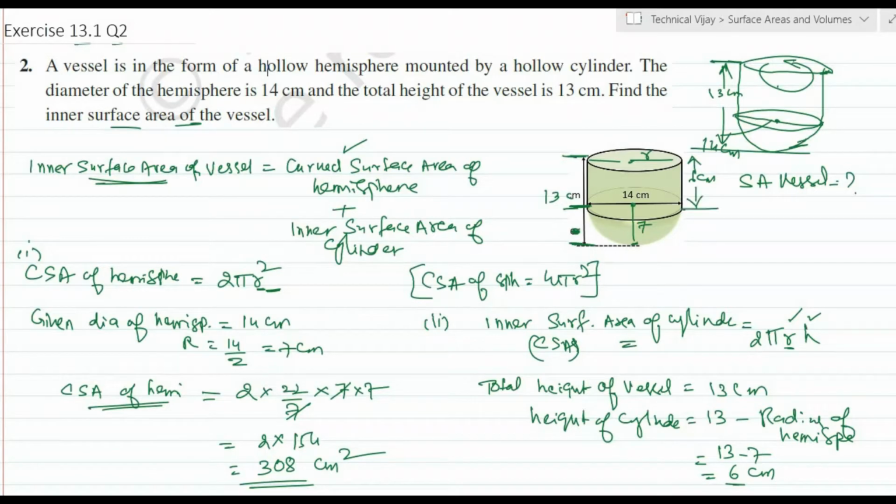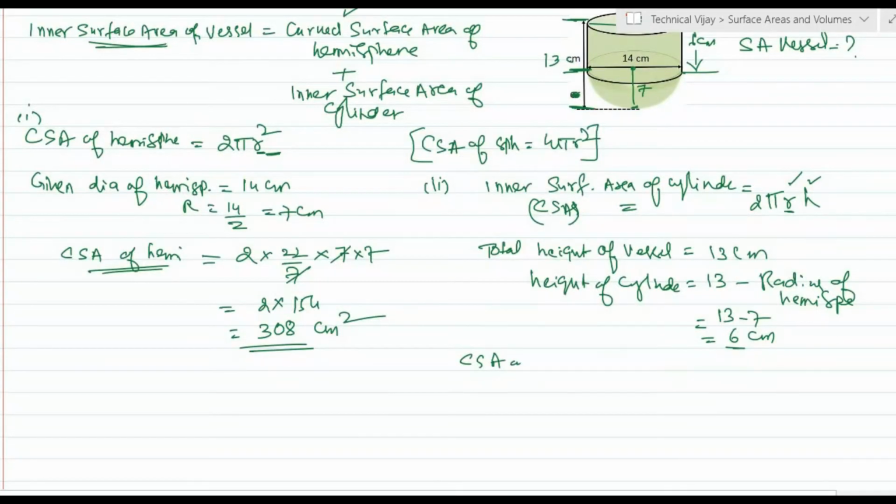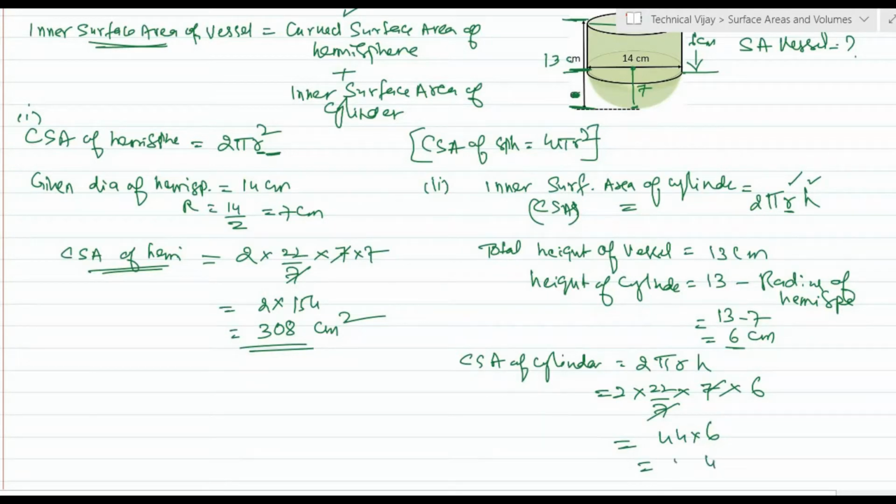Now we have to calculate the curved surface area here. CSA of cylinder is equal to 2 pi R into H. So 2 into 22 by 7 into the radius of the cylinder, which is 7, and the height will be 6. 7 gets cancelled. So 2 twenty-twos are 44, into 6, which is equal to 264 square centimeter.